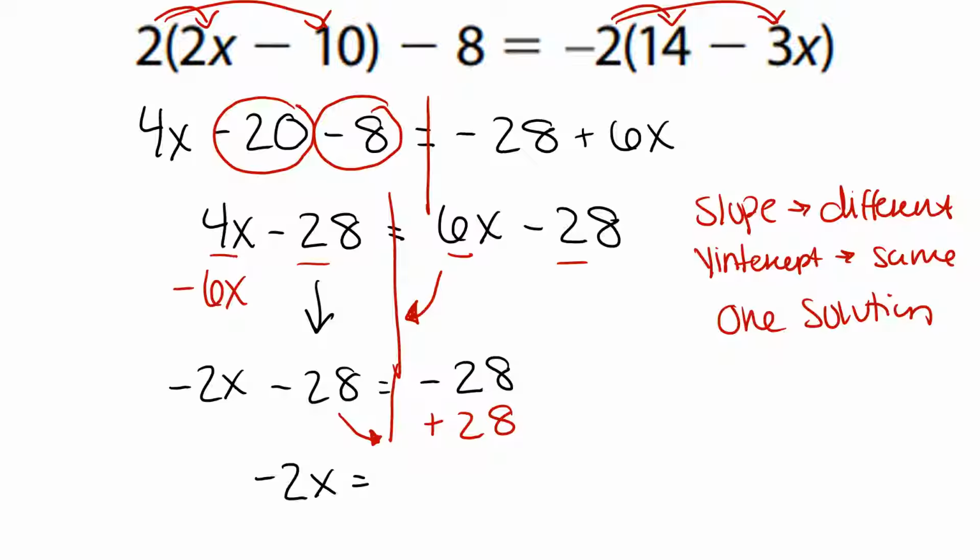Negative 28 plus 28 is going to give us 0. Our last step is to divide by negative 2. We get x equals 0. This is a one solution problem. X equals and a number.